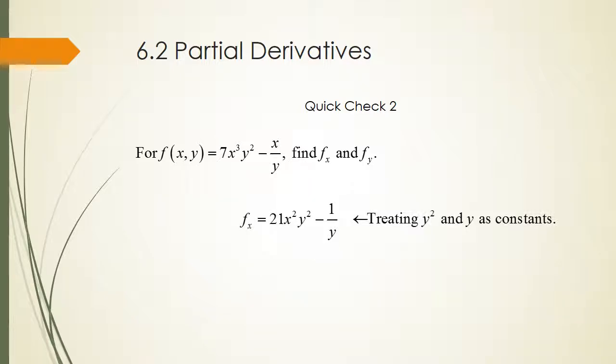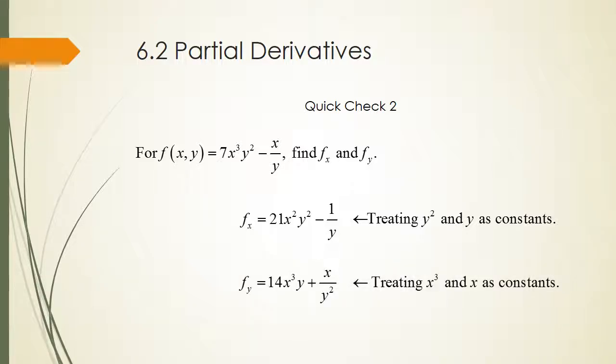Okay, for x, we have 21x squared y squared. So the x, the 3 comes down front, gets multiplied by the 7, that's 21. The power goes down by 1, x squared. Y squared is a constant that's attached, so we just leave it. X over y is like 1 over y times x. So it just leaves us with 1 over y.